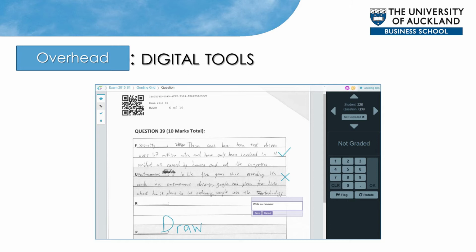You can put on ticks, you can put on crosses, you can write comments, and you can draw, so freeform, circle stuff, whatever. And you enter in the mark, and you can go to next question, next page, next student, next unmarked question. It really does it all.